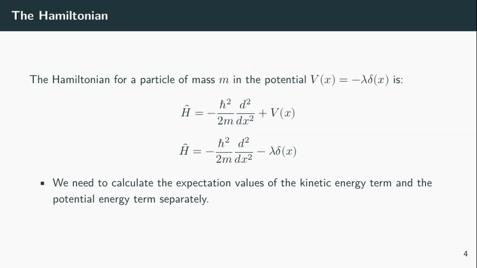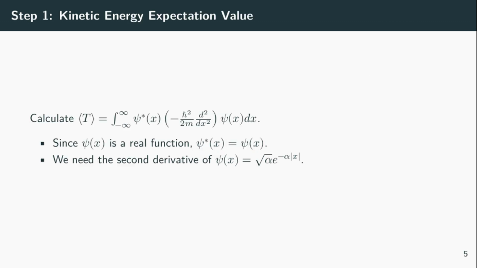Let's write down the Hamiltonian for our system. For a particle with mass m in the potential V of x equals minus lambda delta of x, the Hamiltonian operator H hat is the sum of the kinetic energy operator and the potential energy. So H hat equals minus h bar squared over 2m times the second derivative with respect to x plus V of x. Substituting our potential, H hat is minus h bar squared over 2m times the second derivative with respect to x minus lambda times delta of x. To make it easier, we'll calculate the expectation values of the kinetic energy part and the potential energy part separately and then add them together. First up, the kinetic energy.